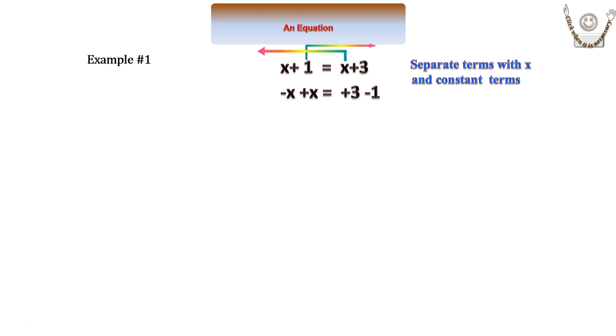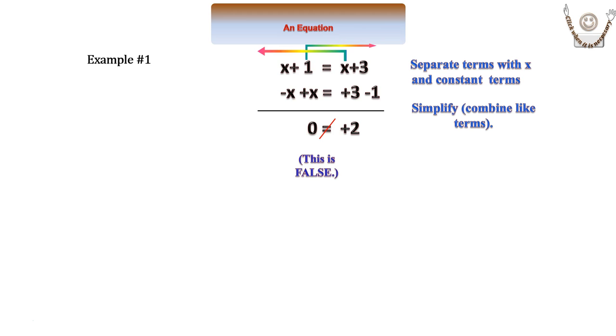Now let's simplify, means combine like terms. Negative 1x and positive 1x is 0, positive 3 and negative 1 is positive 2. Look what happened. 0 equal positive 2. Is it true? No, it's not true. This is false. This is why we have to say this equation does not have a solution.